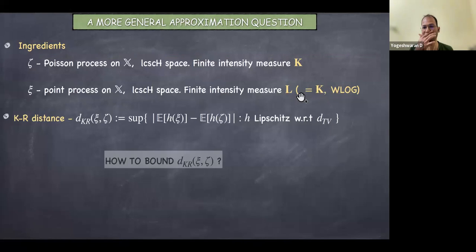If L is not equal to k, the bounds get an extra deterministic factor comparing the distance between L and k. Okay, that's it. And now I have the Kantorovich-Rubinstein distance between xi and zeta. This is nothing but some distance, where you look at all the Lipschitz functions with respect to the total variation distance between counting measures. So I have a supremum of the expectation of h of xi minus the expectation of h of zeta. How do you bound this?